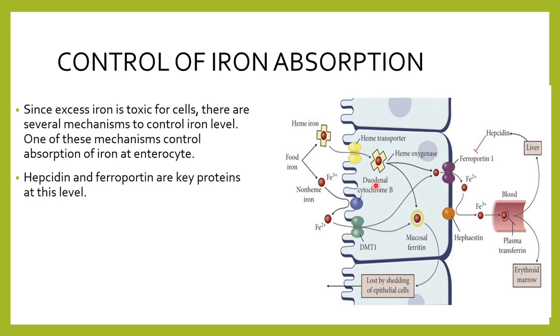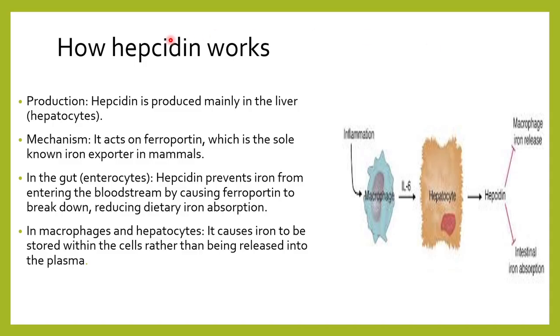One of the mechanisms to control absorption of iron is at the enterocyte level, and hepcidin and ferroportin are the key proteins at this level. I've told you hepcidin is produced by the liver, the hepatocytes. What it does is act on the ferroportin. It has a negative effect on the ferroportin.